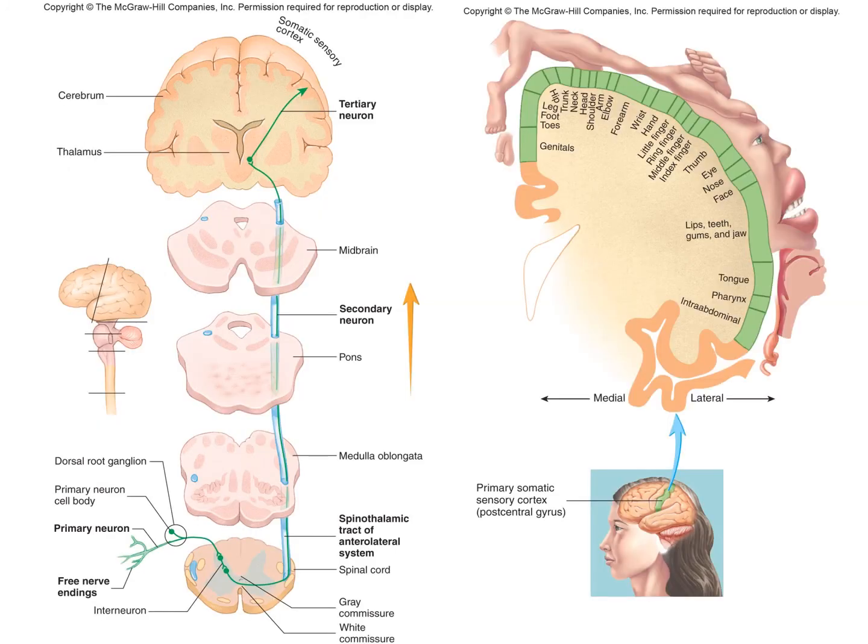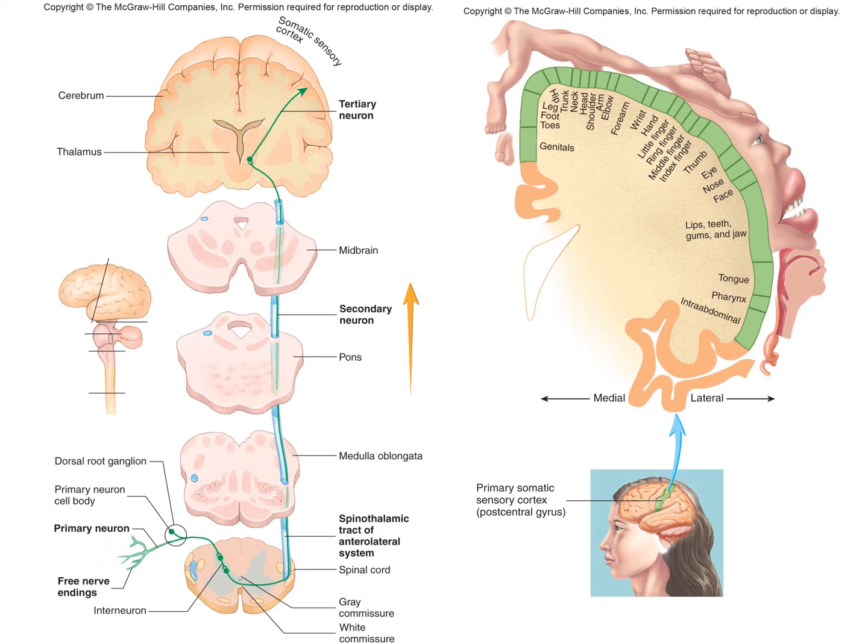This figure is showing us details about the postcentral gyrus that we call the primary somatic sensory cortex. So that is the fold of cerebral cortex where we process sensory input coming from various parts of our body. If you look at the map in the upper right of the figure, this is showing us exactly where on that fold of gray matter we process sensory inputs from different parts of our body.